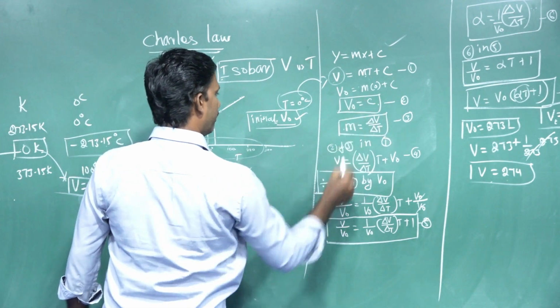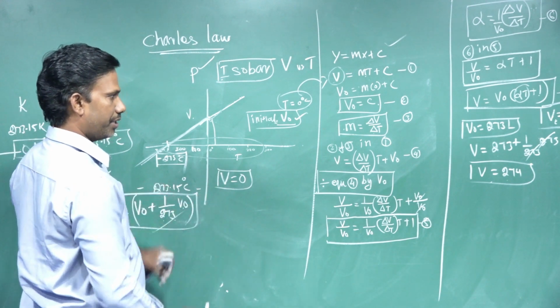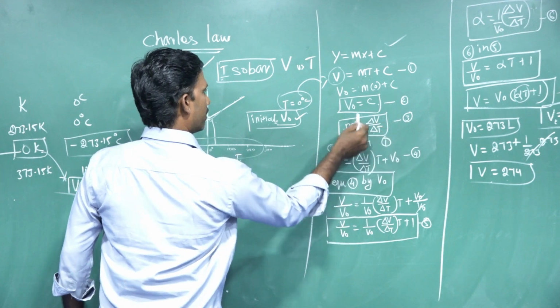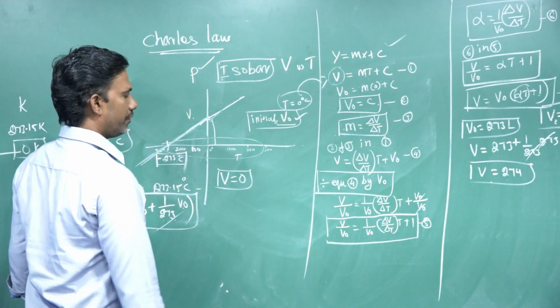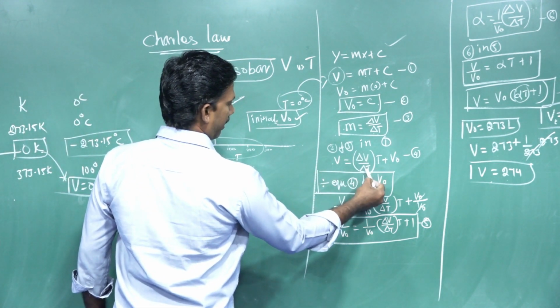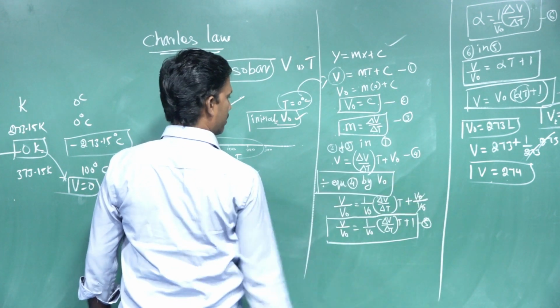What is meant by del V? The change in volume. Del T is the change in temperature, that is the m value. Now I have these two data, and I apply them to equation number 1. V equal to the m value, del V by del T, into T plus C equal to V0, that is equation number 4.